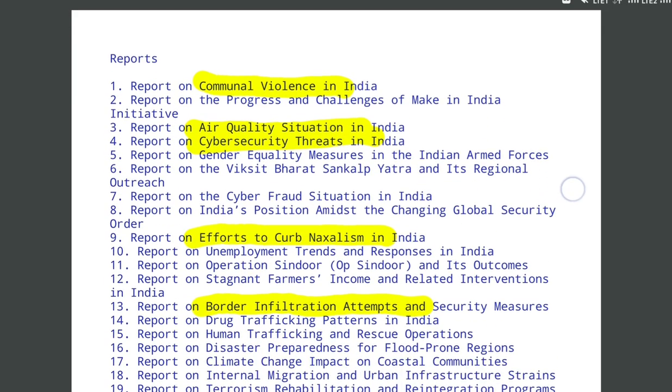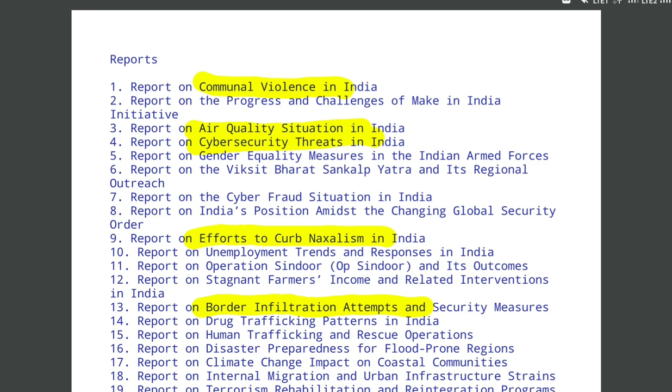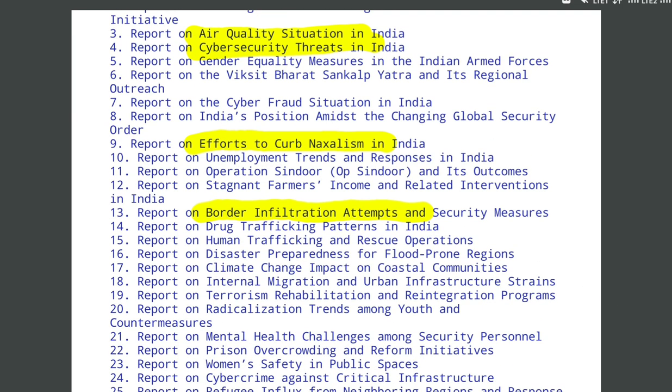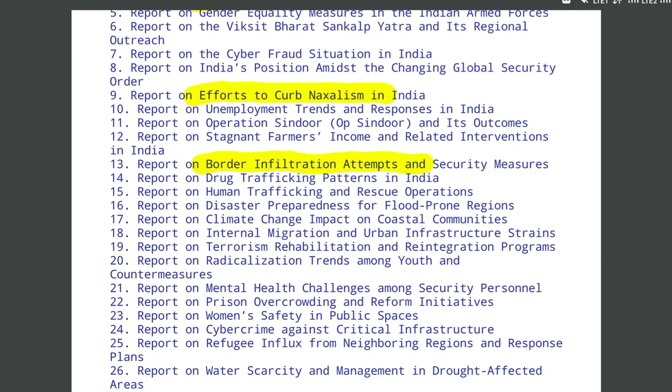And these are a few expected topics for this year's report writing. I will upload this PDF also, so you can download it from our Telegram group. Just see, the first one is communal violence, then progress and challenges of the Make in India initiative as it has recently completed 10 years, then air quality situation, cyber security threat, gender equality measures in the Indian armed forces, what measures have been taken, and then women allowed in NDA, etc. Then the Viksit Bharat Sankalp Yatra and its regional outreach, cyber fraud situation occurring very frequently. Then India's position amidst the changing global security order. Then efforts to curb Naxalism in India, as it has been announced to be Naxal free by March 2026. Then unemployment trends. So you must remember the data on unemployment trends.